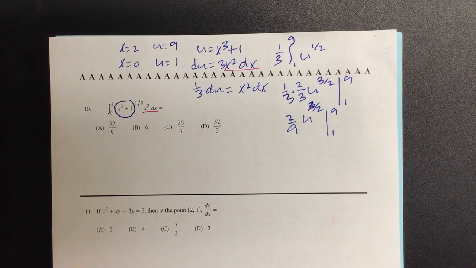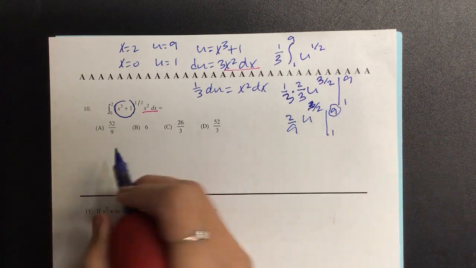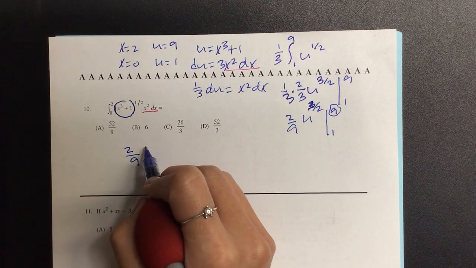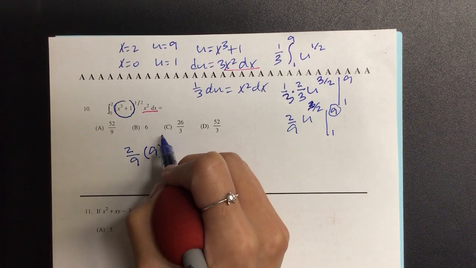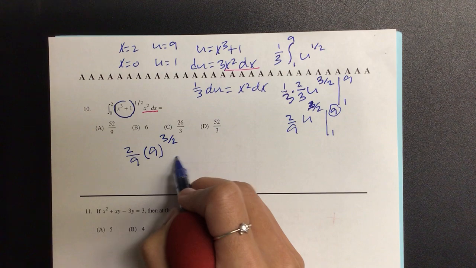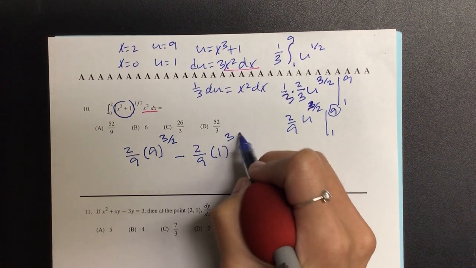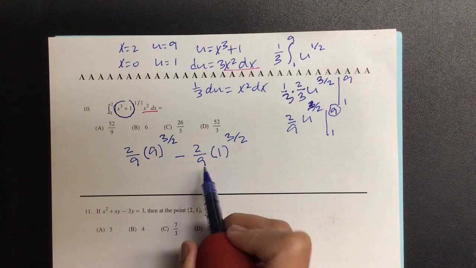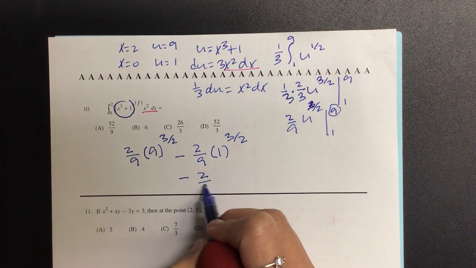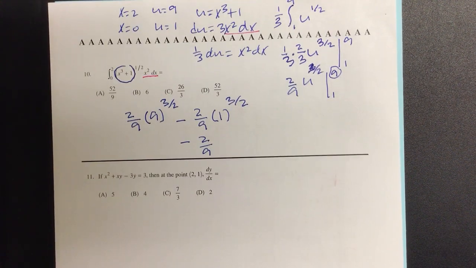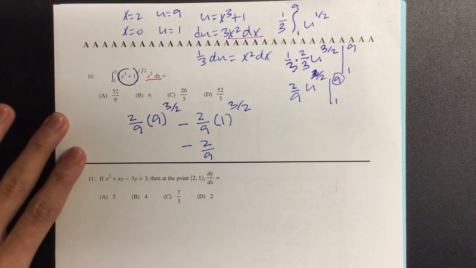So let's go ahead and write out what we're plugging in. The first one is 9. So we have 2 over 9 times 9 to the power of 3/2 minus 2 over 9 times 1 to the power of 3/2. We know this part's not a problem. It's just 2 over 9. So we're going to do the remaining mentally. So eyes on the board.